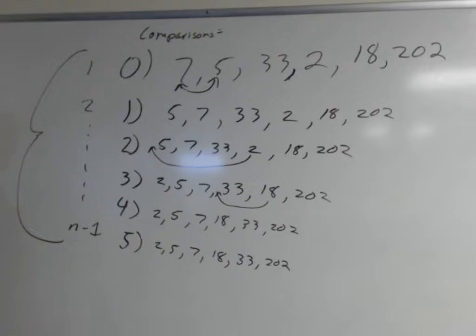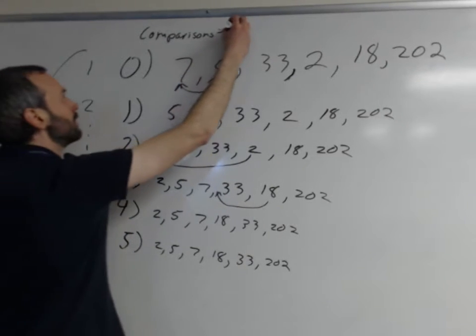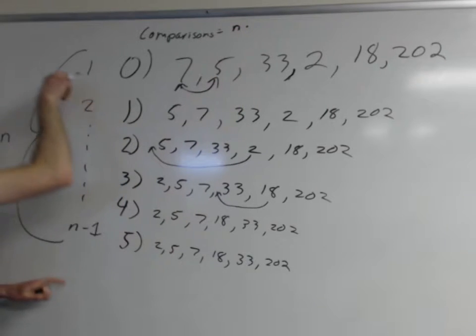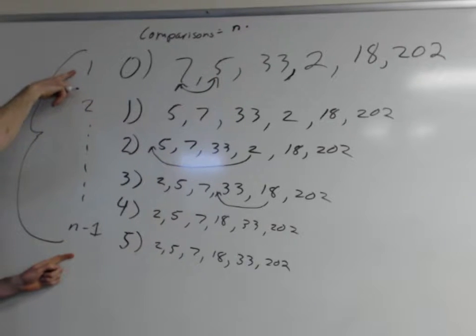So hopefully you know what the next answer is. How many of these are we doing? N. All right. So that means comparisons is N times, what's the average here?